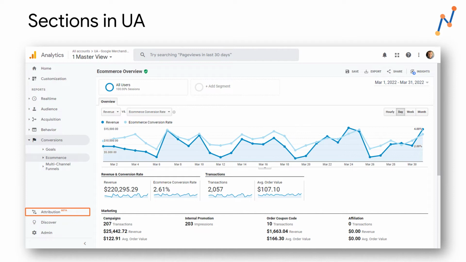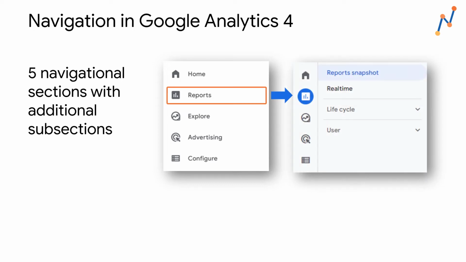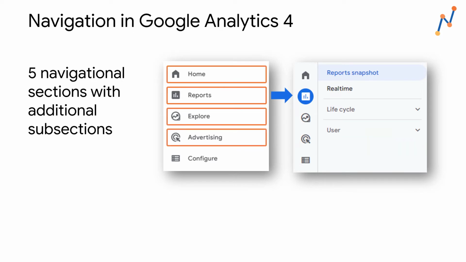After this brief overview of the report landscape in Universal Analytics, let's take a look at what GA4 has to offer. So let's look at the navigational sections in GA4, which are Home, Reports, Explore, Advertising, and Configure. And if you want to access the reports, you need to open the Reports section where you will find these subsections: Report Snapshot, Real-Time, Life Cycle, and User. So for reporting purposes, you need to use the sections Home, Reports, Explore, and Advertising, as well as their corresponding subsections. That being said, let's have a quick look at what you'll find in these areas.